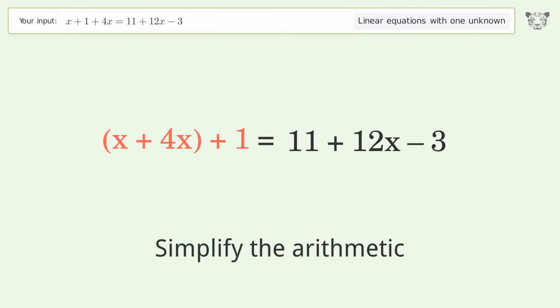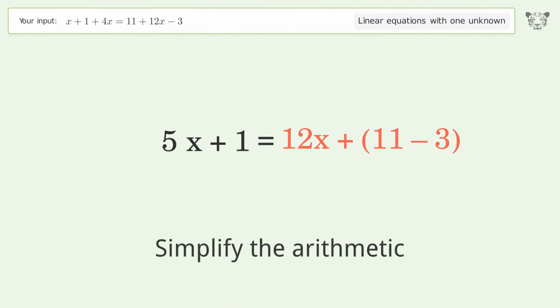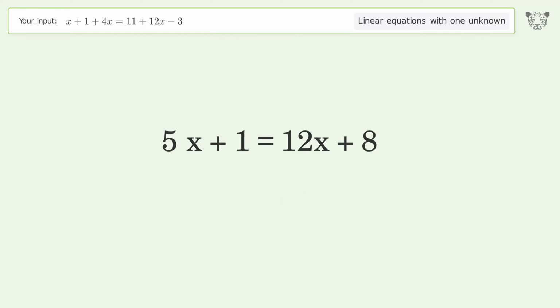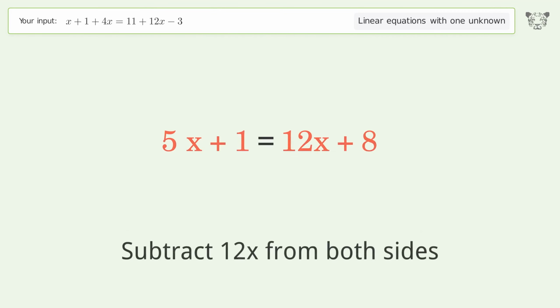Simplify the arithmetic. Group like terms. Simplify the arithmetic. Group all x terms on the left side of the equation. Subtract 12x from both sides.